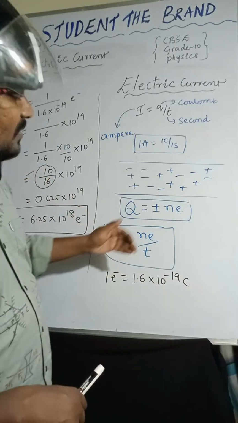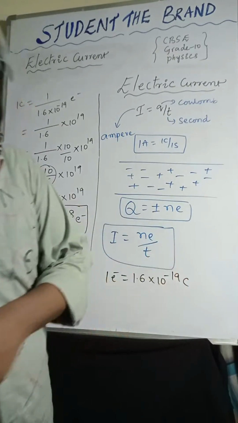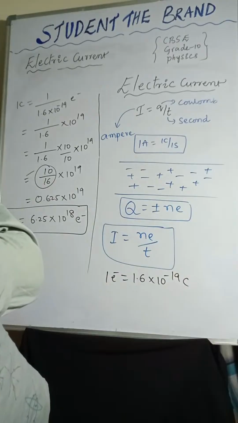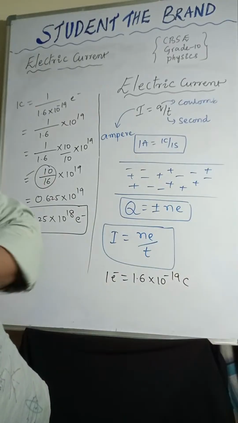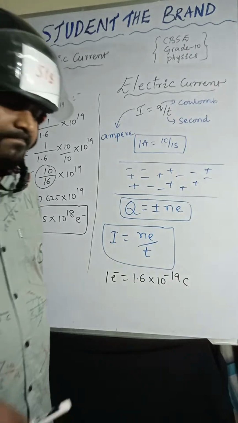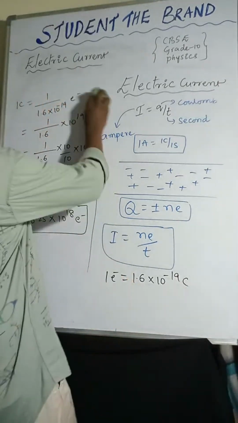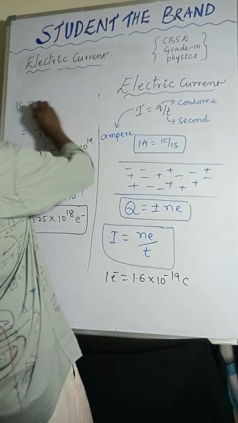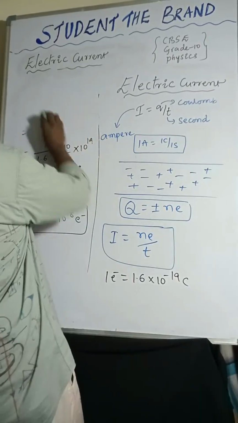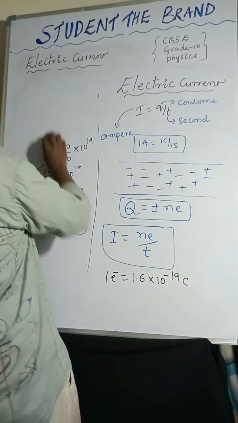So this is about charges: in 1 coulomb how many electrons are present, and in 1 electron how much charge is present. We are discussing this one. Okay, next one: electrical appliances.